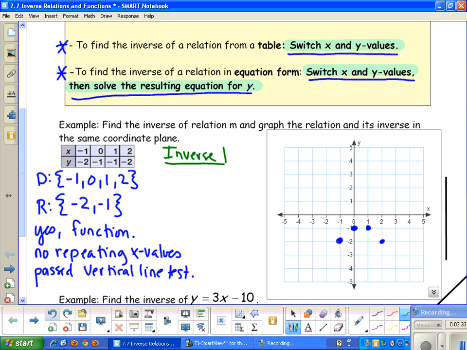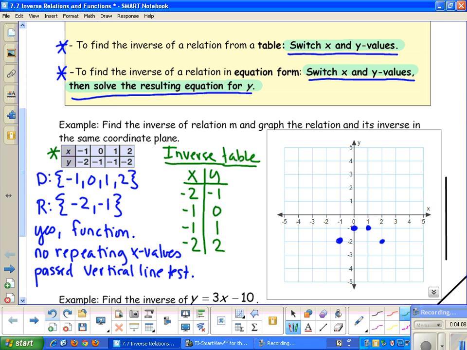So the inverse table, in order to find this, if you recall from up above, to find the inverse of a relation from a table, you switch the x and the y values. So for my inverse table, I take my x and y values from my original function and I switch them. So now my y values become my x values, and all my x values become my y values, and you want to keep those same points together. Remember, we're just switching the x and the y.